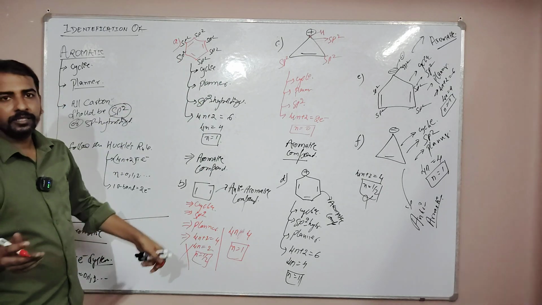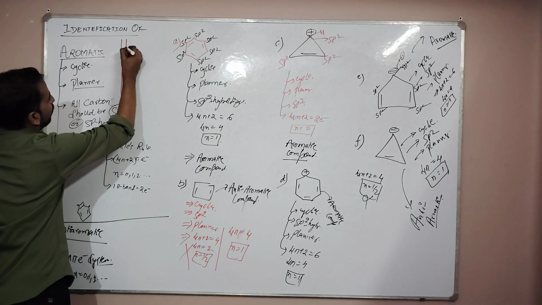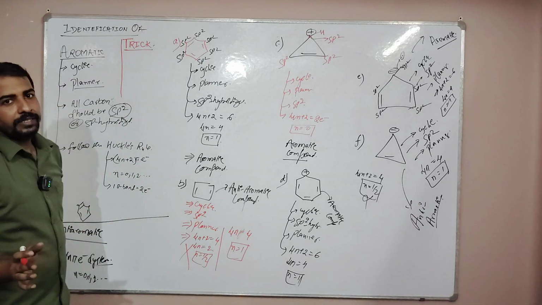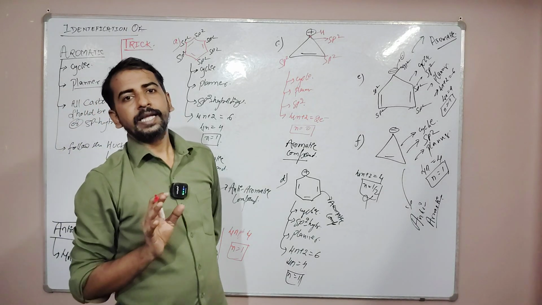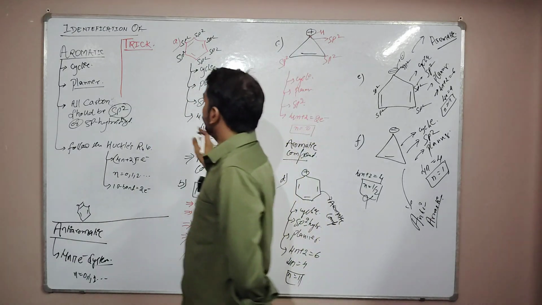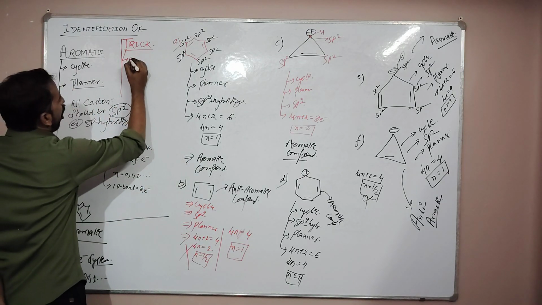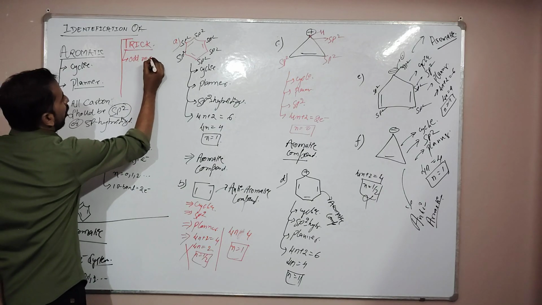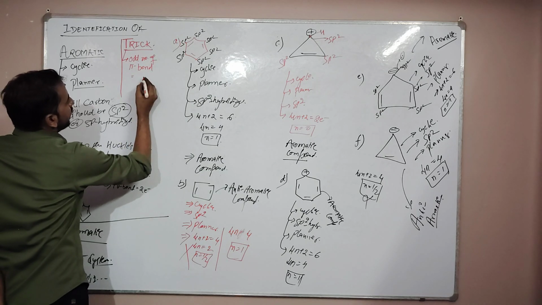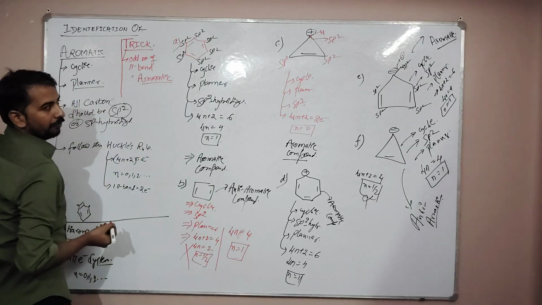We should not do all these things for an anti-aromatic or aromatic compound. So here I will tell you one trick. If any cyclic compound has an odd number of pi bonds, it means it is an aromatic compound.